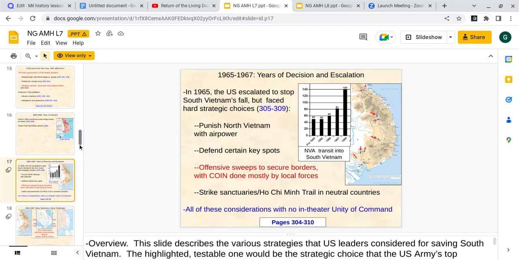You've got kind of two different types of wars going on in Vietnam. You've got the offensive sweeps used to secure the borders done by the regular army. Meanwhile, you've got other parts of the U.S. Army dealing with counterinsurgency, which is a completely different type of battle tactic. Counterinsurgency is more guerrilla warfare type fighting. So that's the difference you should know between counterinsurgency and the tactic of using offensive sweeps to secure borders.